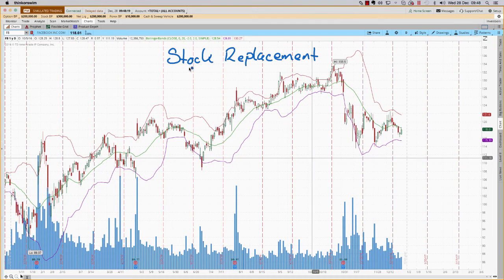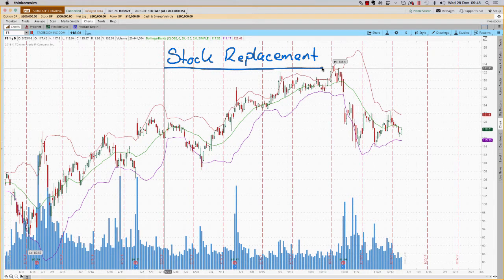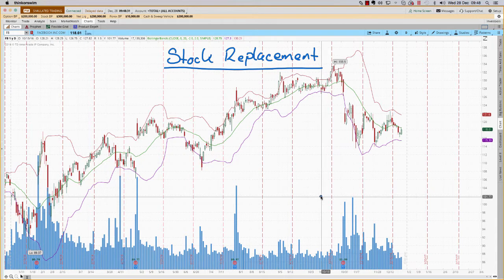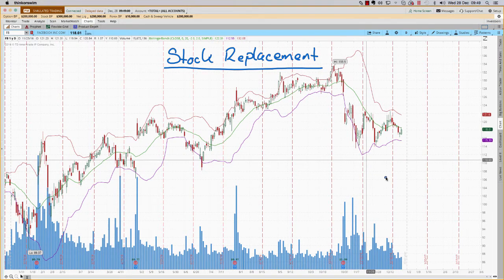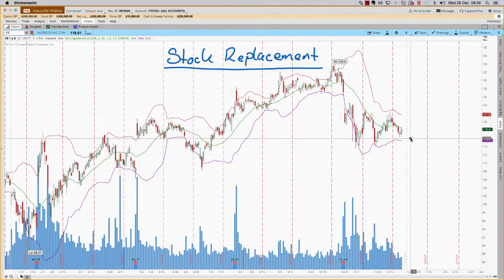So what we're going to look at in this video is how to replace what you're already doing with options. We're going to call this a stock replacement strategy. All that means is we're going to take what we've done previously in perhaps the more traditional trading and investing, which would be to buy stock, and we're going to replace it with an option.